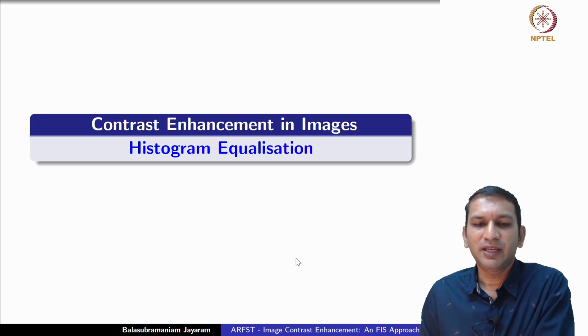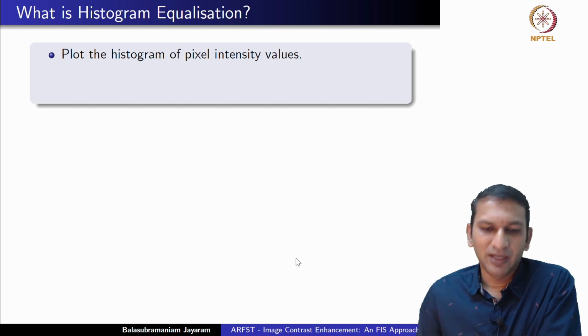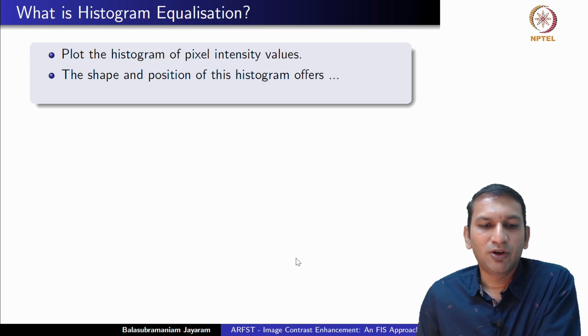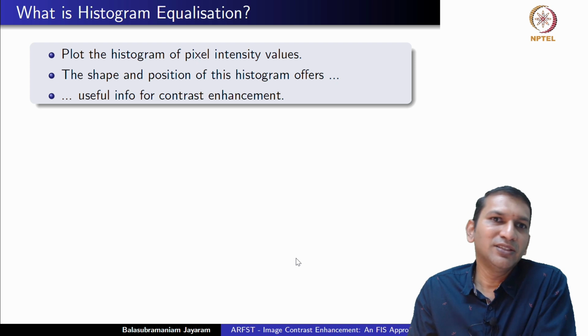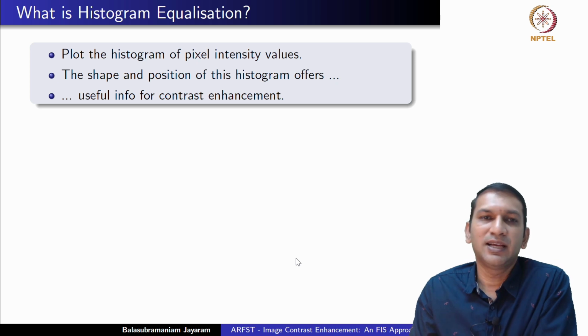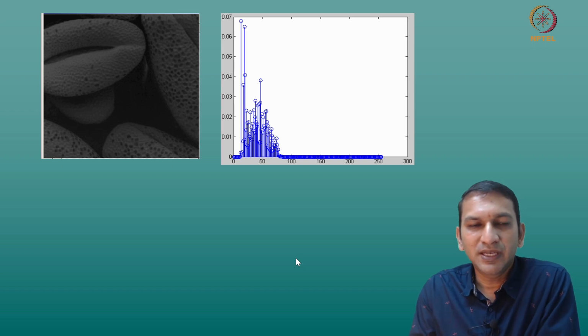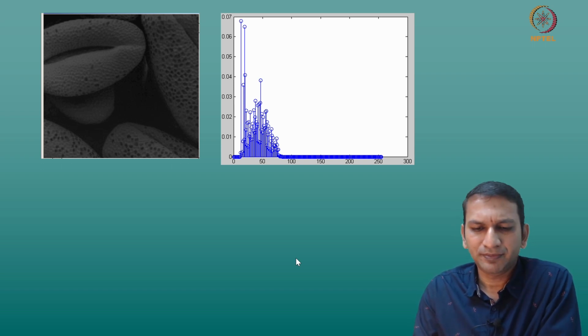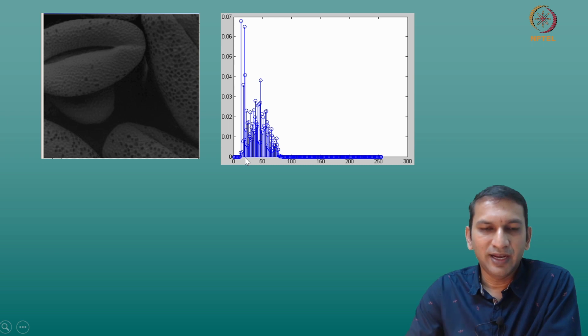Now, what is histogram equalization? If you plot the histogram of pixel intensity values, the shape and position of this histogram offers useful information about the contrast in the picture, and hence this can be used to perform contrast enhancement. Let's look at the same pictures. If you look at this slightly darker image, and look at the histogram of the pixel intensities present in this picture, we see that it's largely towards the darker end of the spectrum.